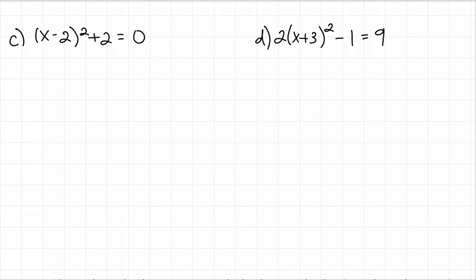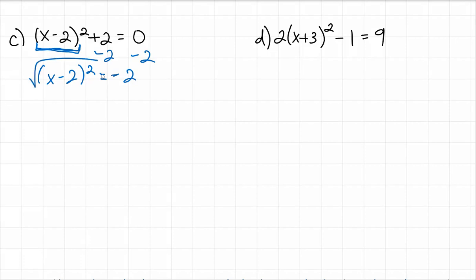Here is part C and D of that last example where we're still solving. Let's go ahead and solve part C. First step, we've got to get the squared thing by itself, alone, before we can square root. So we get (x - 2)^2 + 2 = 0. Let's subtract the 2 on both sides. I get (x - 2)^2 = -2.